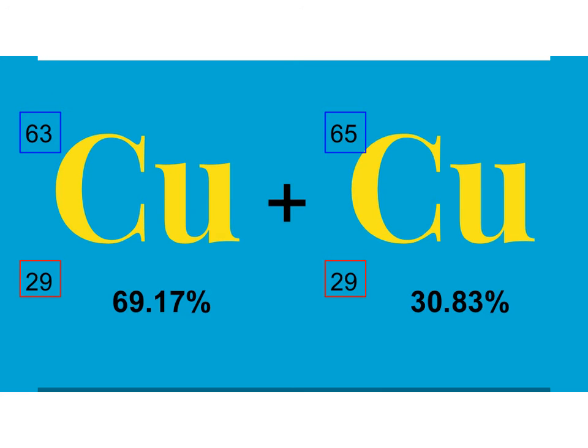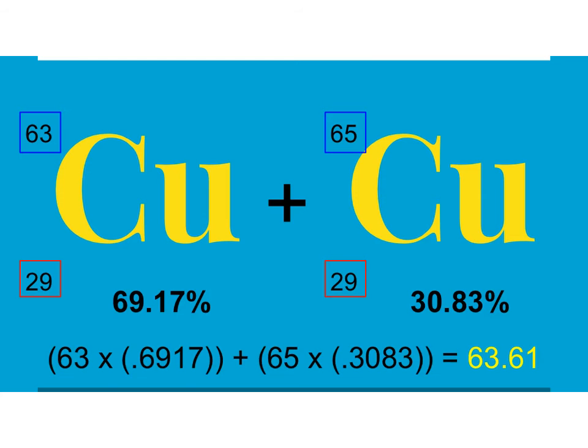So here I have 2 examples. Again, we're going back to our copper 63 and our copper 65. When we look at copper 63, that's going to make up nearly 70% of all the copper that is found in the world. And then copper 65 only makes up about 31% of that amount. So what scientists have to do is put that into a mathematical equation and figure out the atomic mass, or the average mass of all copper on Earth.